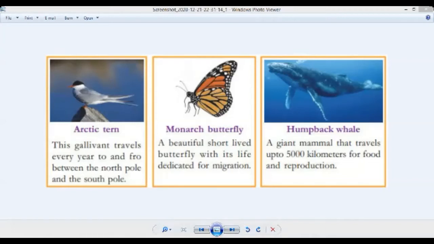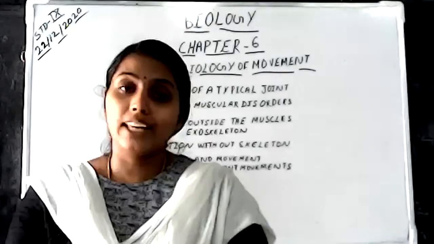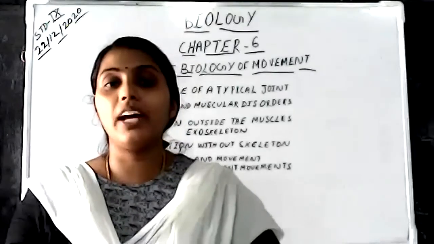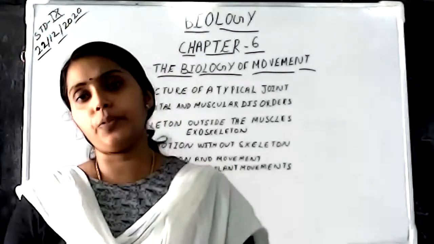Then the humpback whale, a giant mammal that travels up to 5,000 kilometers for food and reproduction. This also will move from one place to another. That's about 5,000 kilometers. It may move for food and for reproduction, for getting mates. That's about the locomotion and the movement, with examples of certain organisms showing locomotion and movement. Is this clear for you?